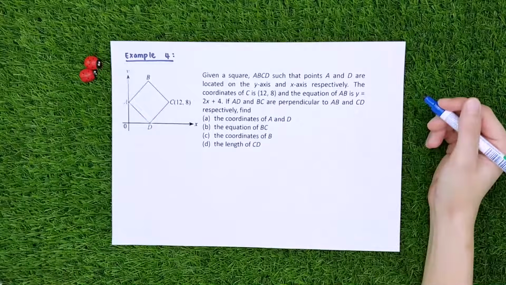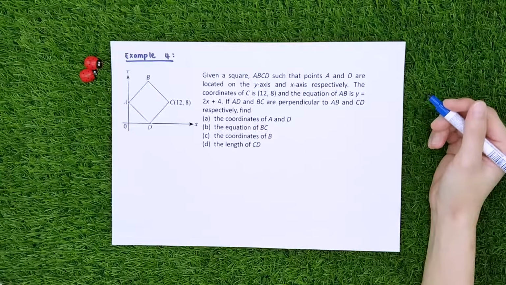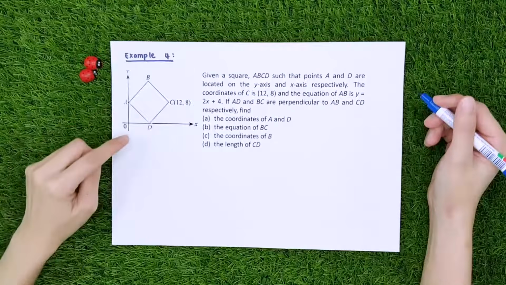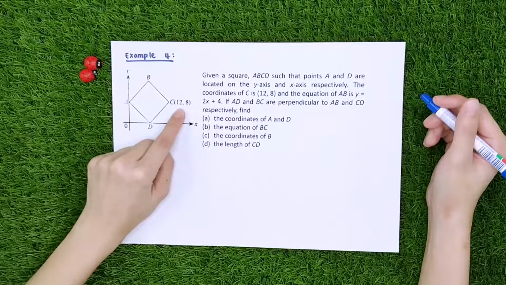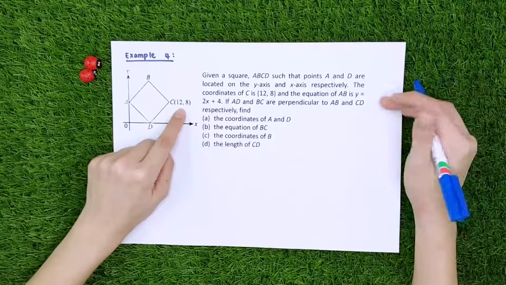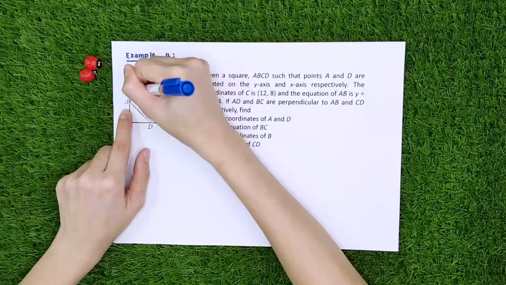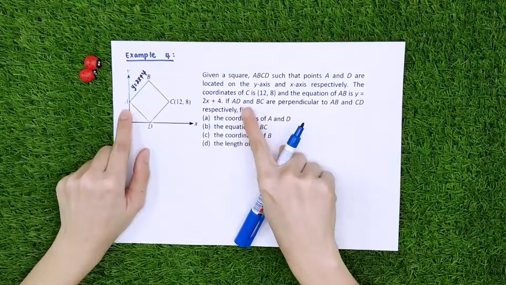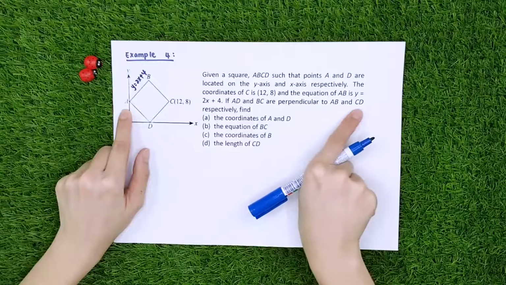Example 4. This is a long question, so I need your full attention, okay? Given a square ABCD such that A and D are located on the y-axis and x-axis respectively, the coordinate C is (12, 8), and the equation of AB is y equals 2x plus 4. And AD and BC are perpendicular to AB and CD respectively.